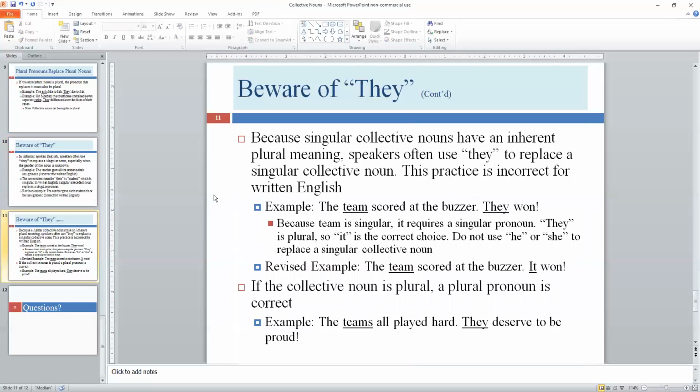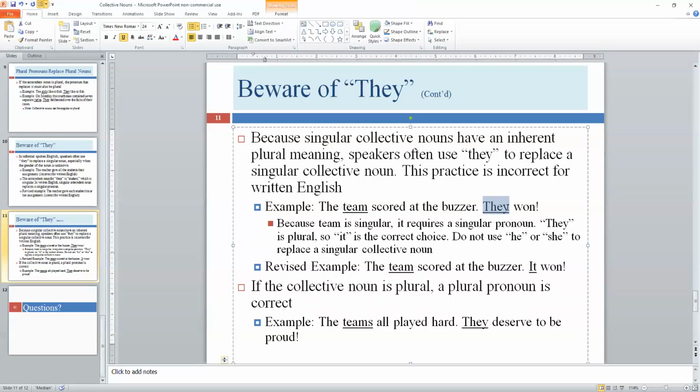Okay. So because singular collective nouns have an inherent plural meaning, speakers do often say they to replace the collective noun. Here's an example. The team scored at the buzzer. They won. Again, we would all say that because what we're really thinking is the team members won. We saw them cheering, hugging each other, jumping up and down. We saw individuals participate in that. And when we see a group of people, we think they. Okay? But our antecedent noun for they is team, and team is singular.